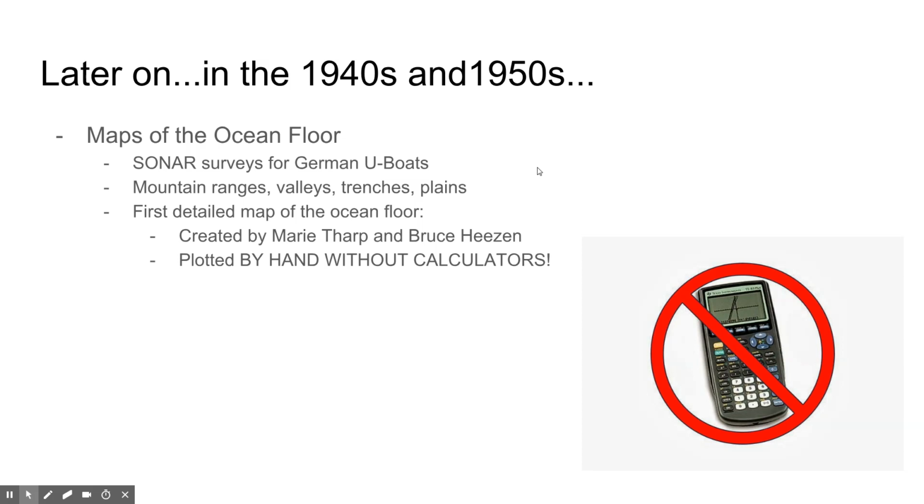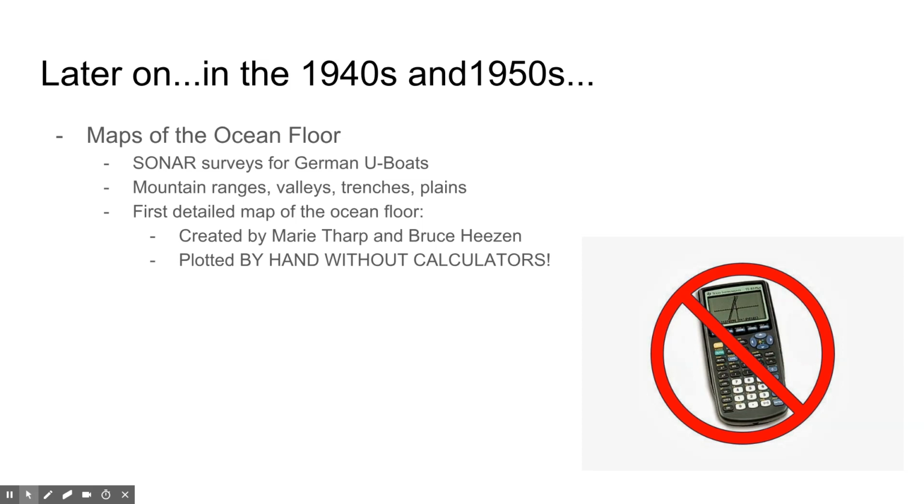So later on, of course, in the 1940s and 50s, we began making maps of the ocean floor, and those maps were made through sonar surveys. We were looking for German U-boats, is what it really came down to. But in the midst, all this data was collected, and then, of course, it became used secondarily by scientists.